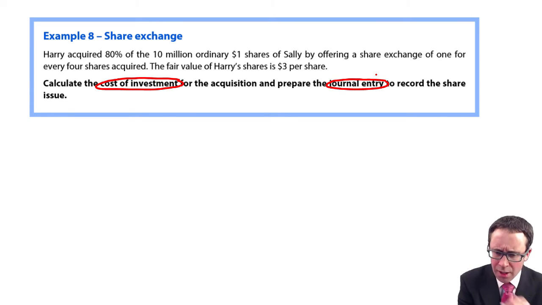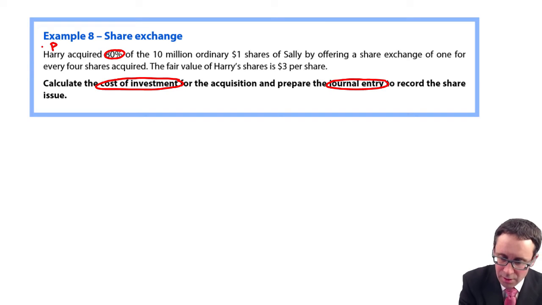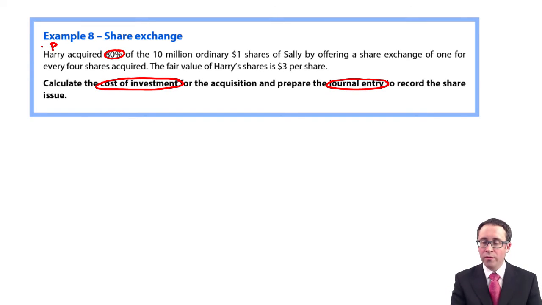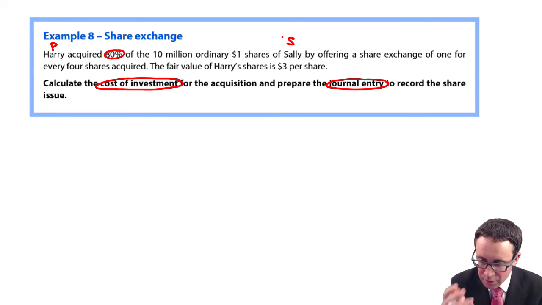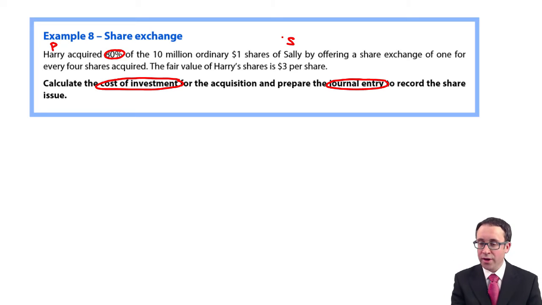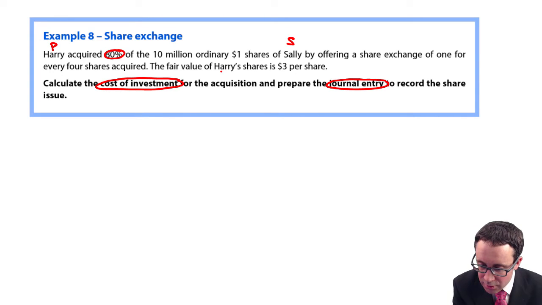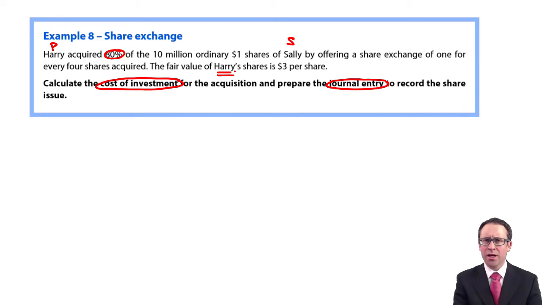Okay. So it says Harry acquired 80%. So Harry has control. Harry is the parent of the 10 million ordinary shares of Sally. So Sally is the subsidiary, offering a share exchange of 1 for every 4 acquired. And the fair value of Harry's shares, so that is the parent, is $3 per share. Okay. So what have we got?